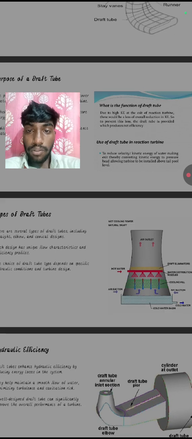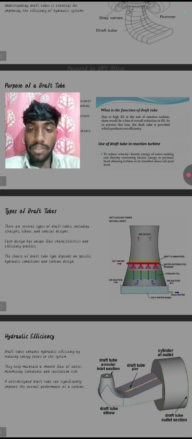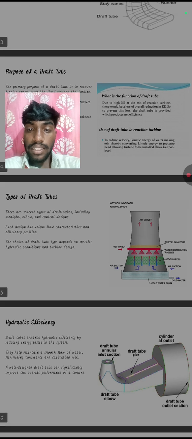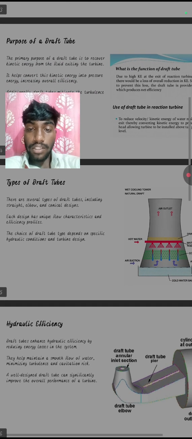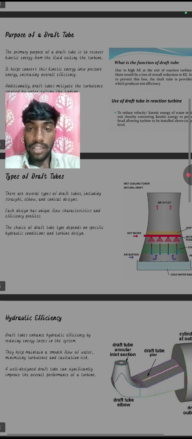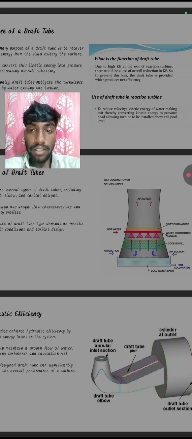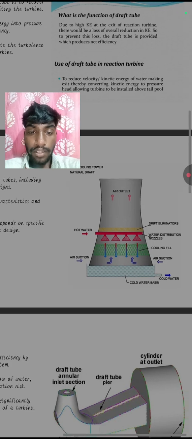Types of draft tubes. There are several types of draft tubes, including straight, elbow, and conical designs. Each design has unique flow characteristics and efficiency profiles. The choice of draft tube depends on specific hydraulic conditions and turbine design. Here we can see a picture.